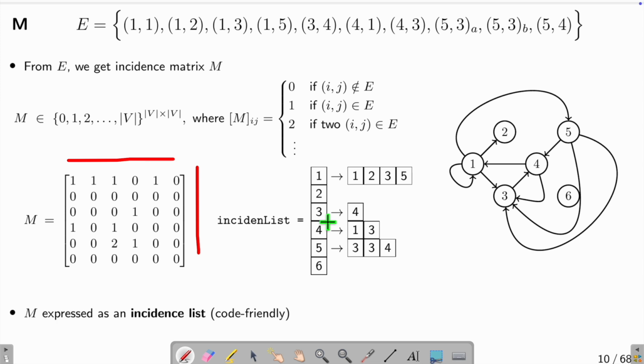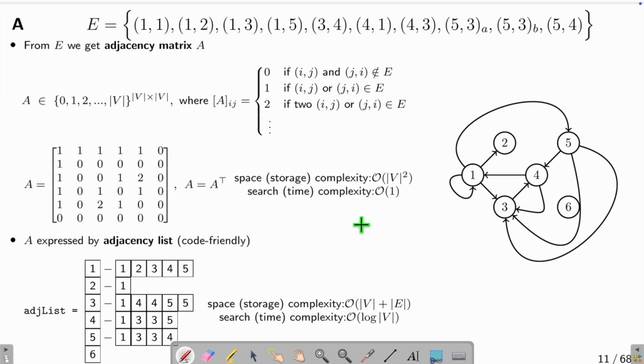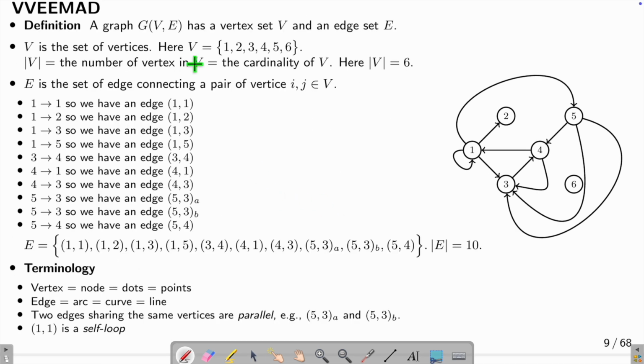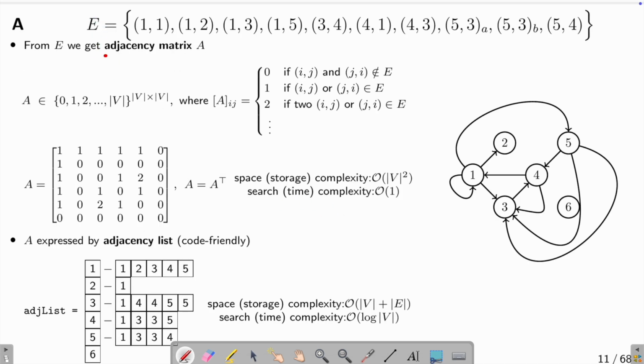Not yet. Okay, then ignore what is list. Okay. Then what about A? Okay, V, V, E, E, M, A, D. What then? A. A stands for adjacency. M is incident. That means from I to J. A means is I next to J.